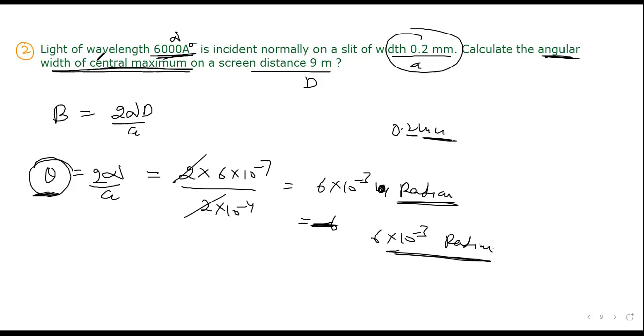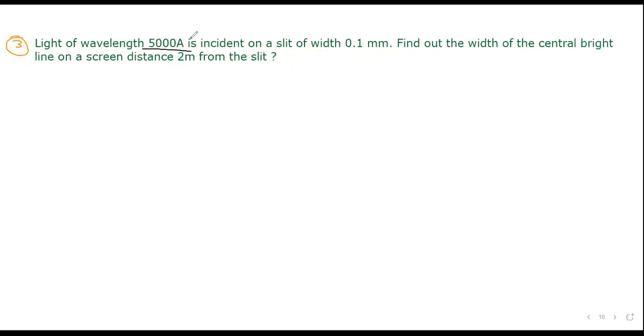Question number 3. They said light of wavelength 5000 angstrom is incident on a slit of width A given. Find out the width of the central bright fringe on a screen placed at a distance of 2 meter. So here they are asking the linear width. Like in the previous question, they asked the angular width.